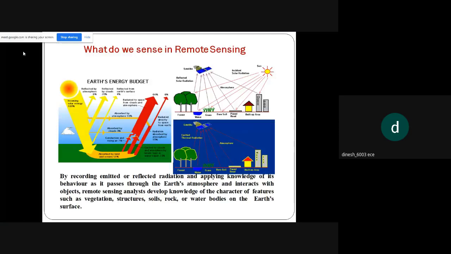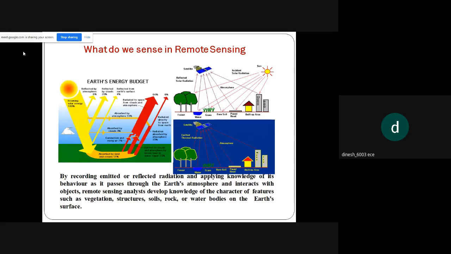This is how we sense in remote sensing. So Earth's energy budget will look like this. Incoming solar energy is obtained from the sun and falls on the Earth's surface.